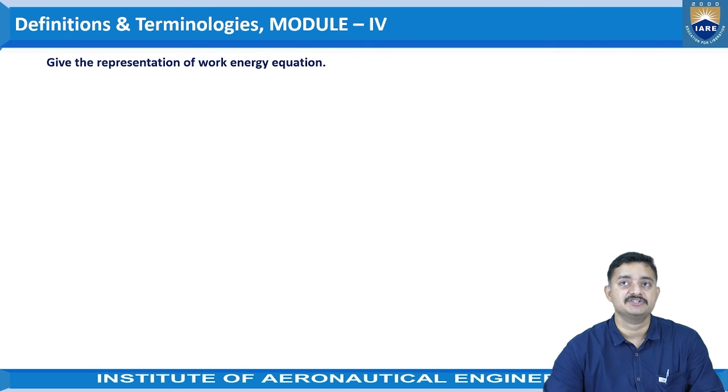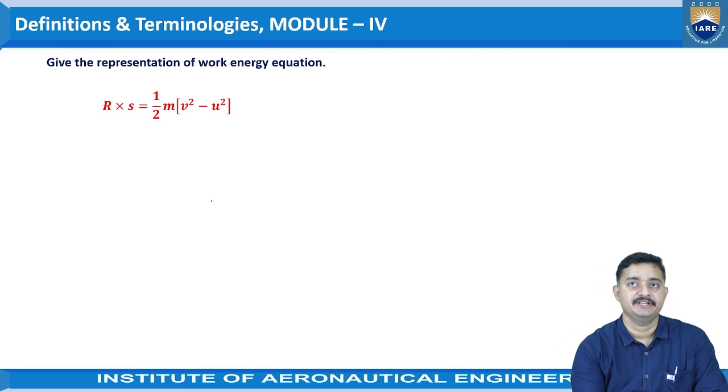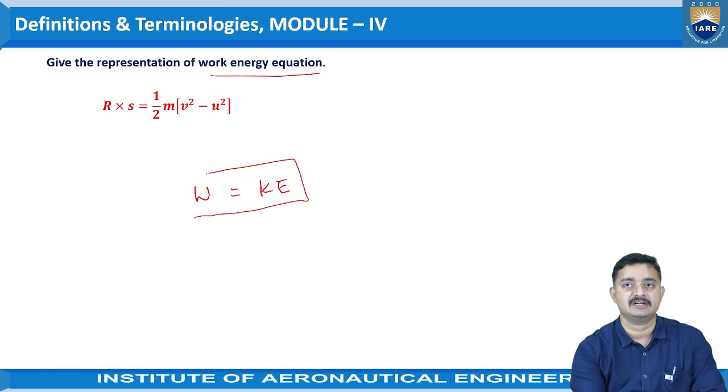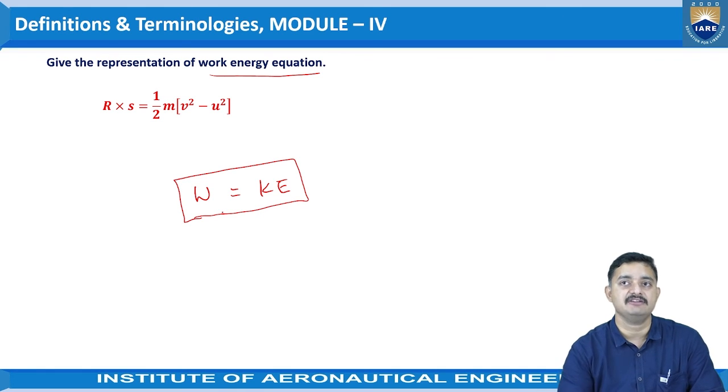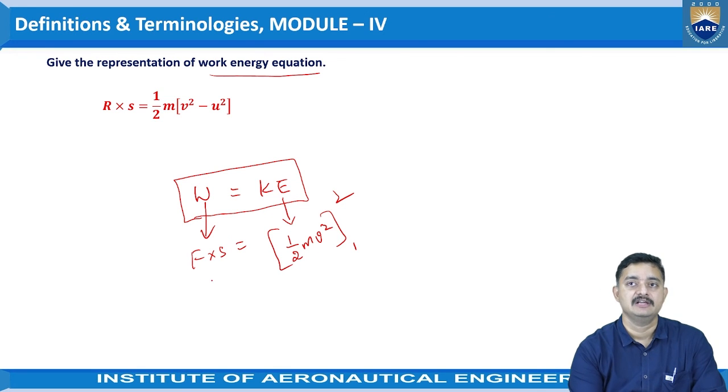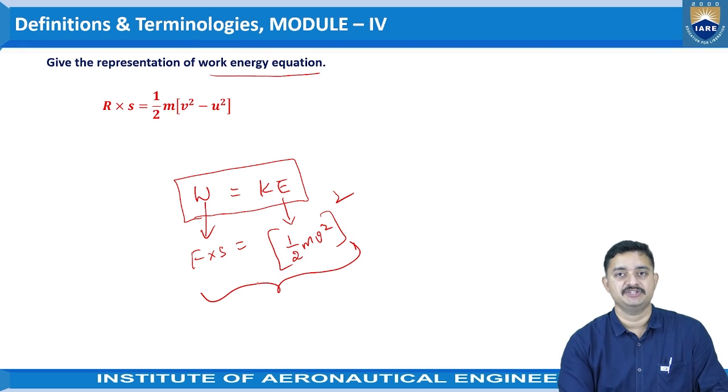Also, the representation of work energy equation, wherein the work energy equation is given as work done is equal to change in kinetic energy. So this has been discussed in detail in our syllabus and we have done a couple of problems on this work energy equation. The definition says work done is equal to change in kinetic energy. We all know the work done is nothing but force into displacement, and kinetic energy is half mv square, and the change in kinetic energy we are going to take from initial to final.